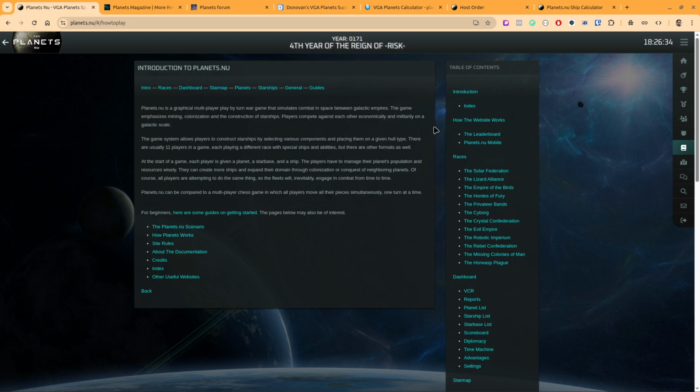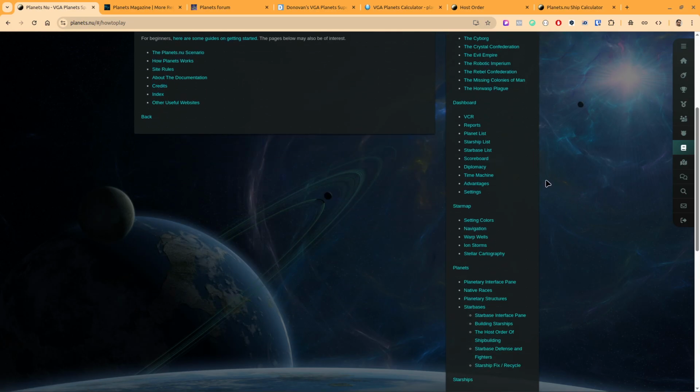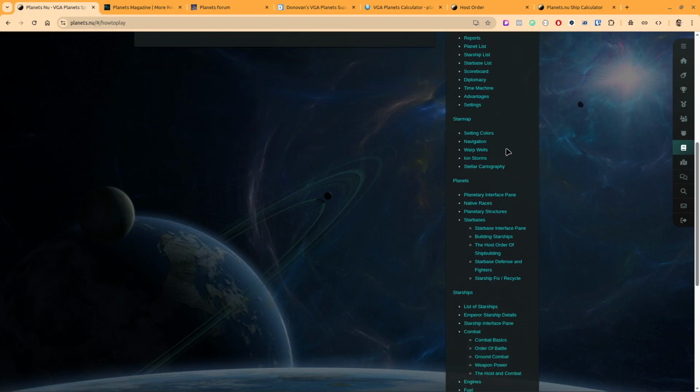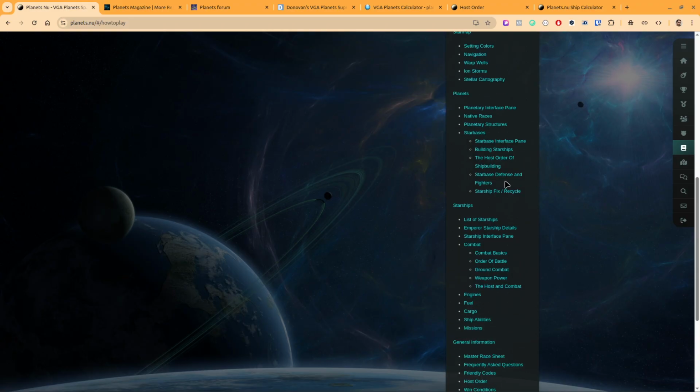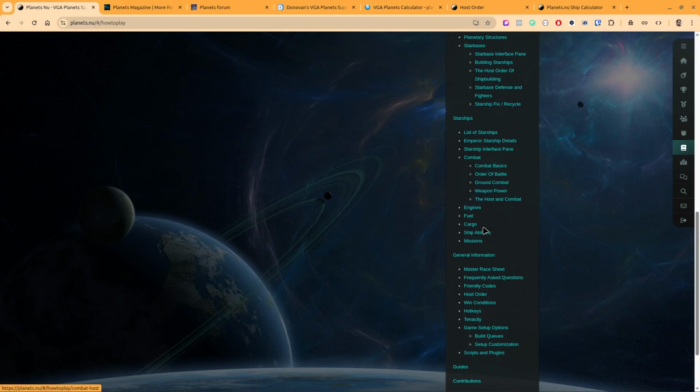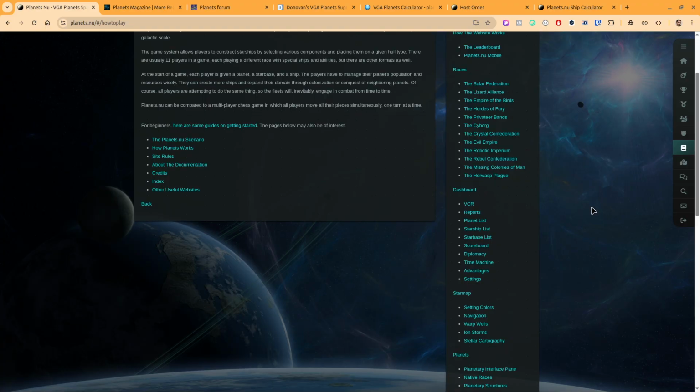So if you see this how to play site, I can urge you, just read through it. You will see a lot of information, not only race specifics, but also on the dashboard, although we had partly covered some of that. Then setting colors, warp wells, etc. And everything you know here will give you an advantage.